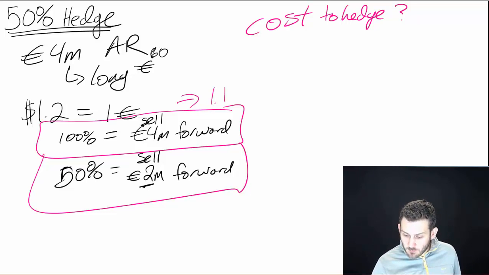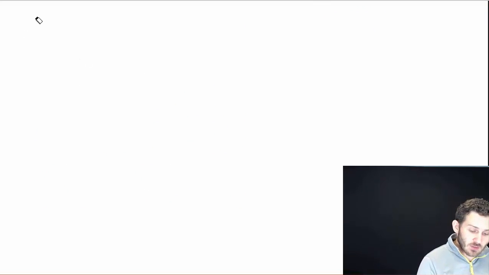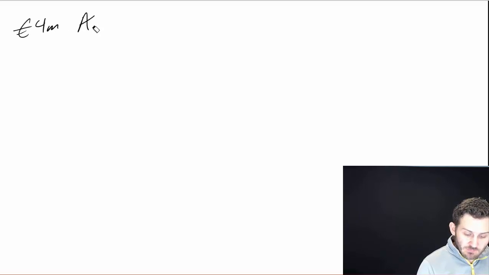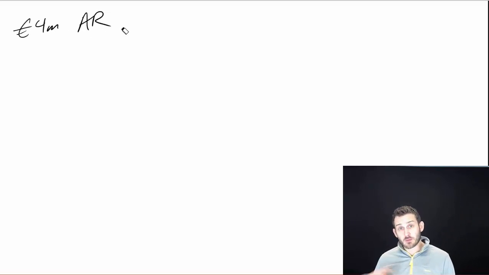Another way that we can do a 50% hedge is to look at this again, and let's say we still have the 4 million account receivable. So we have 4 million euros coming in as an account receivable.